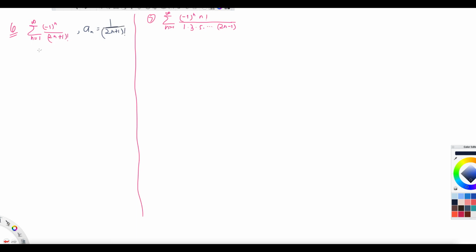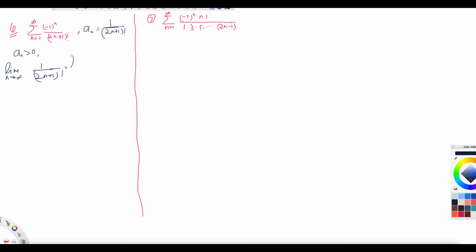Okay, guys, so a_n is definitely positive, right? And how about the limit? When n tends to infinity, the limit of 1 over (2n+1) factorial. What do you think? Where does it go?